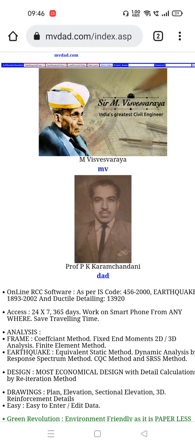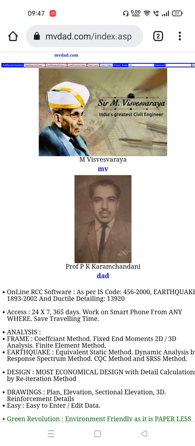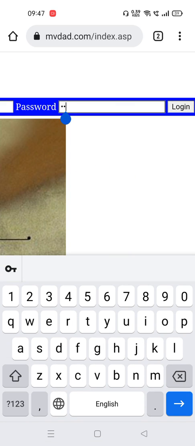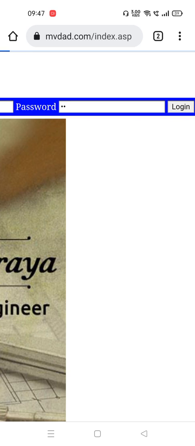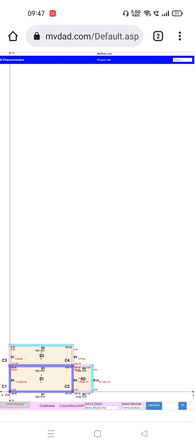Earthquake. To understand the earthquake analysis, we are considering one simple project. Just log in and we will get the full project online.